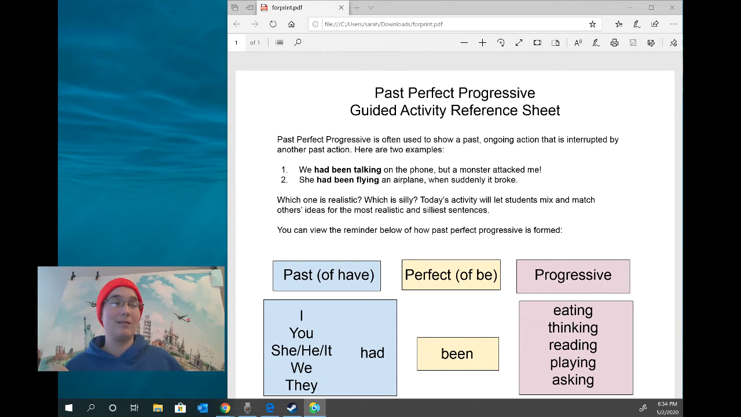Okay. It's used to show something in the past, but was moving and continuing and continuing and continuing. Within that ongoing progressive past event, one interrupting past action occurred. So this is our past ongoing action, and somewhere in there, maybe at the beginning, maybe at the end, a different past action started.